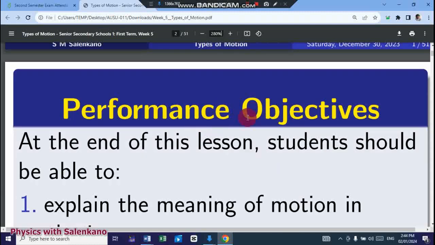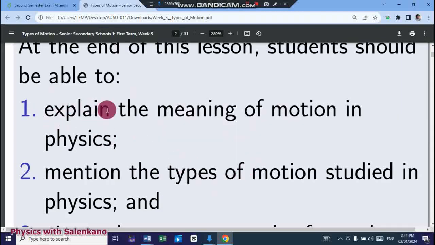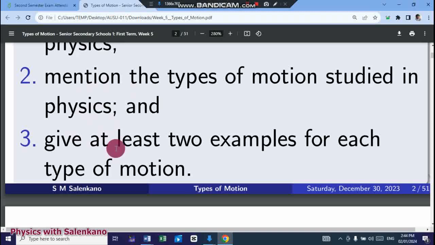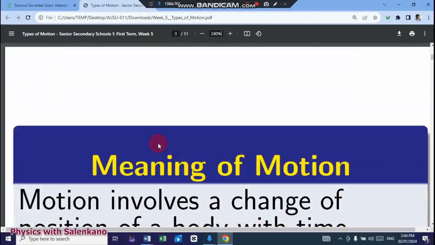Performance objectives. These are activities that students should be able to do at the end of this lesson. At the end of this lesson, students should be able to, number one, explain the meaning of motion. After listening to and watching this video, you should be able to explain the meaning of motion. Secondly, you should mention the types of motion studied in physics. And thirdly, give at least 2 examples for each type of motion.